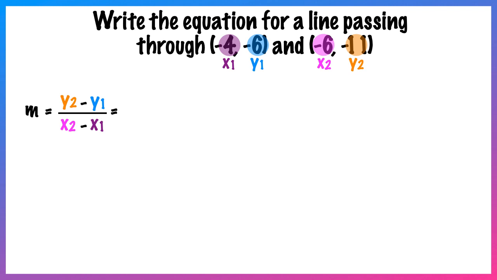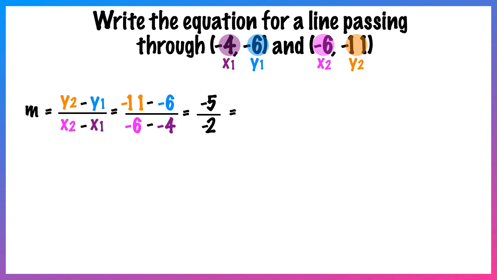Let's go ahead and start plugging in. y2 is -11, so we'll plug in -11, minus y1 is -6, so we'll plug that in. Over x2 is -6, so we'll plug in a -6 there, minus x1 is -4, so we'll plug in that -4. Let's go ahead and simplify the numerator. -11 minus -6 is equal to -5, and we'll do the same thing with the denominator. -6 minus -4 is equal to -2.